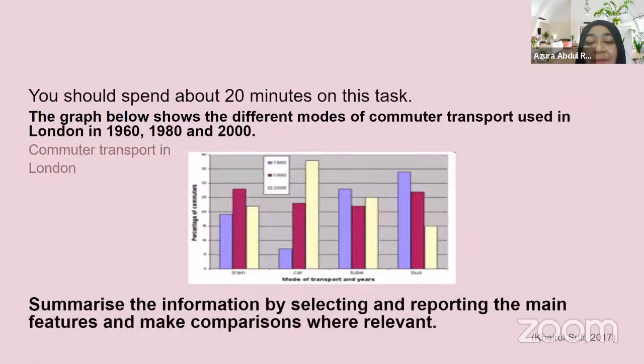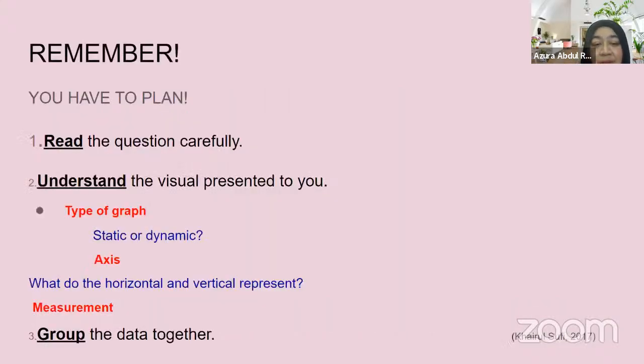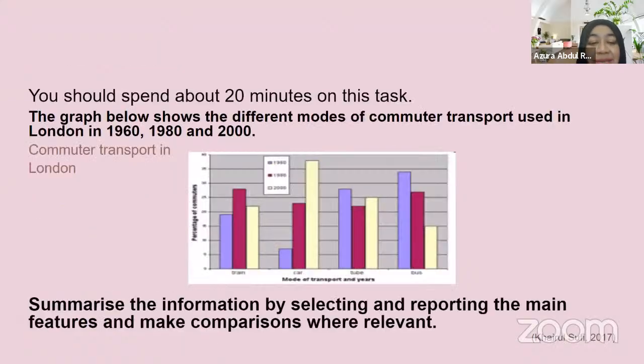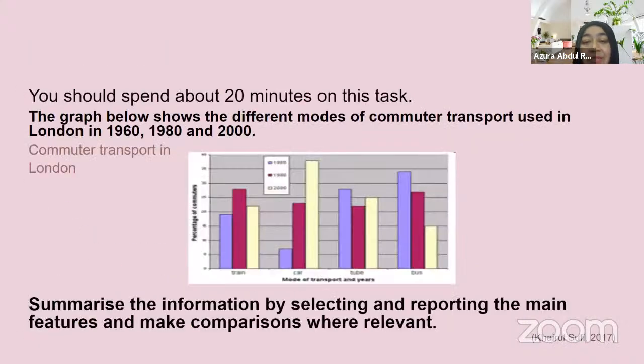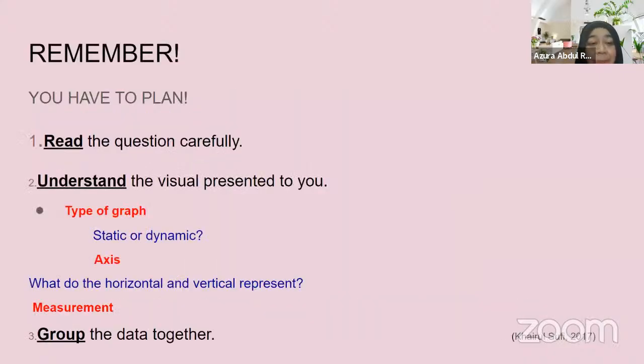Let's go back to here. The axis X and Y. Y is the percentage and X will be the mode of transport and years. And the measurement here is in percentage. And then you have to group the data together. We did that just now, didn't we? We grouped the data of cars because it had the most upward trend, and then we grouped buses because it had a very dramatic downward trend. So this is how you can answer a data analysis.